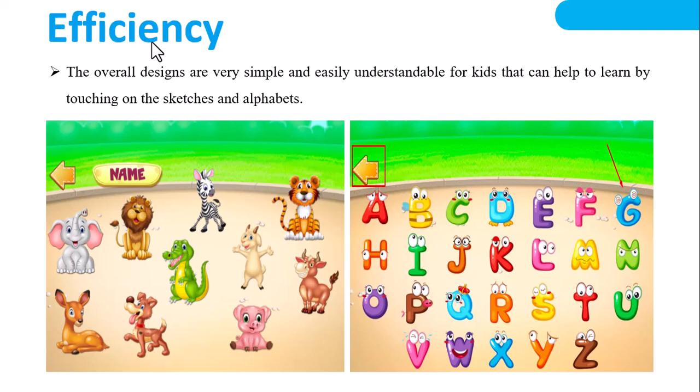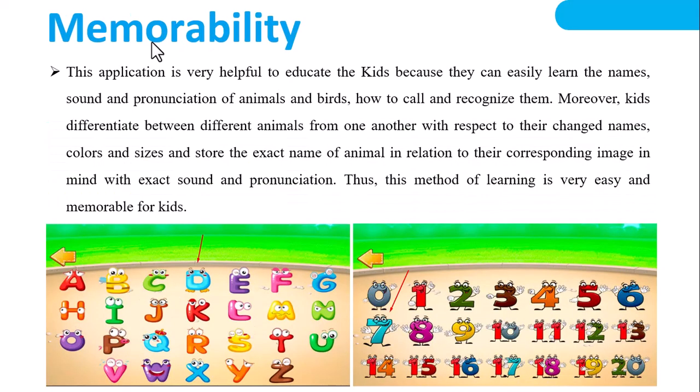If I talk about the right side, there are the alphabets A, B, C, D. These are the alphabets, and a child can easily learn by touching the sketches of the alphabets. And at the end, I can say that the efficiency of this mobile app is very helpful and very good for the kids.